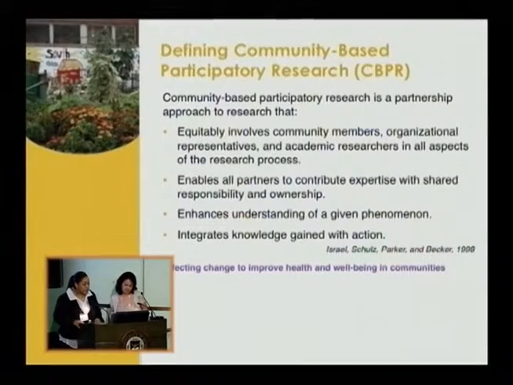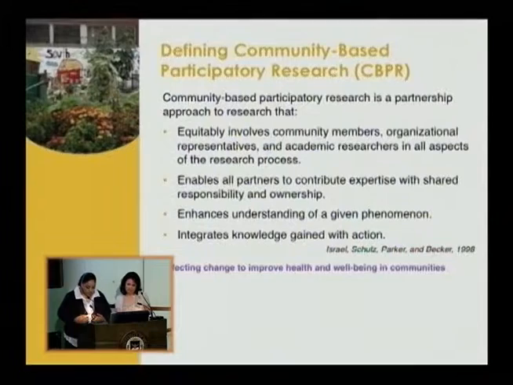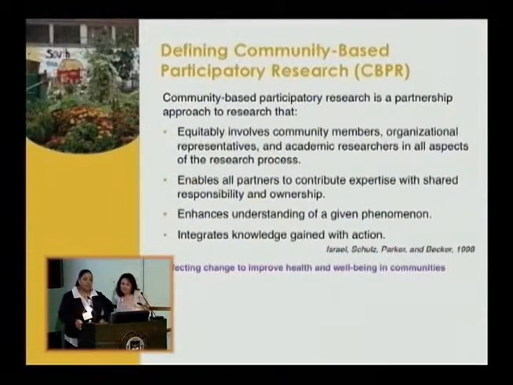So, defining community-based participatory research. Community-based participatory research is a partnership approach to research that equitably, and I cannot say that hard enough, equitably involves community members, organizational representatives, and academic researchers in all aspects of the research process.